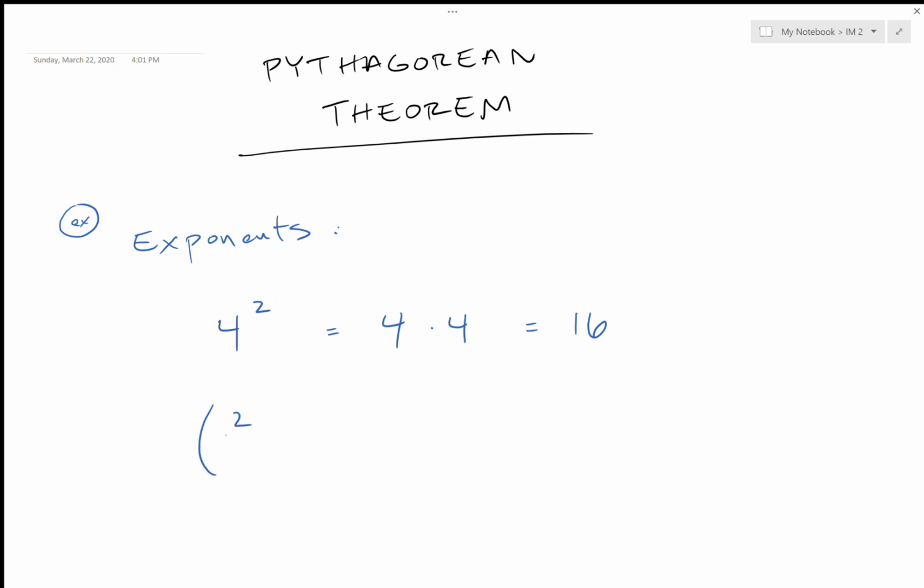But what happens once we get to fractions? If we have a fraction inside and an exponent outside, remember that exponent gets applied to both pieces. So we really have 2 squared over 3 squared, or in the end, 4 over 9.